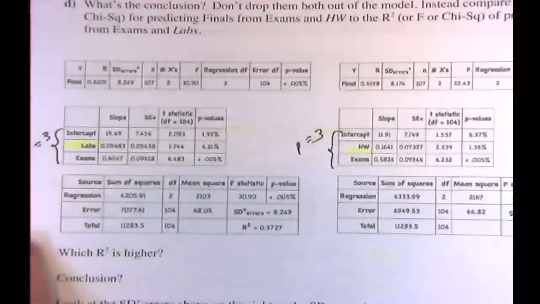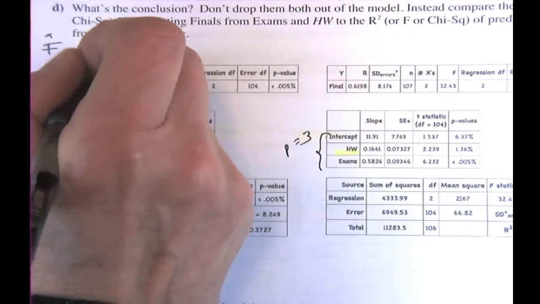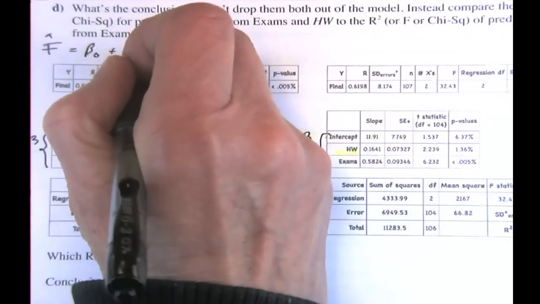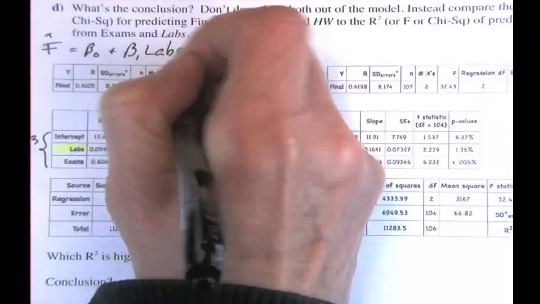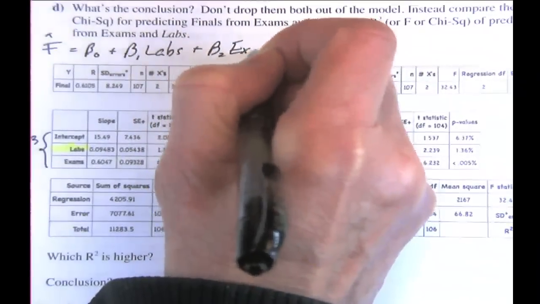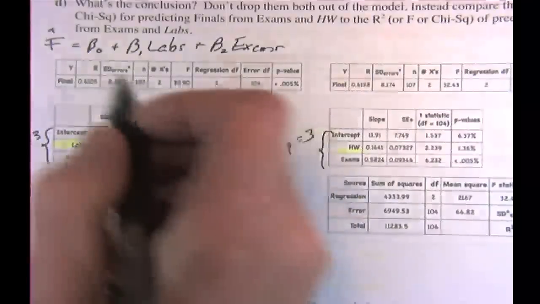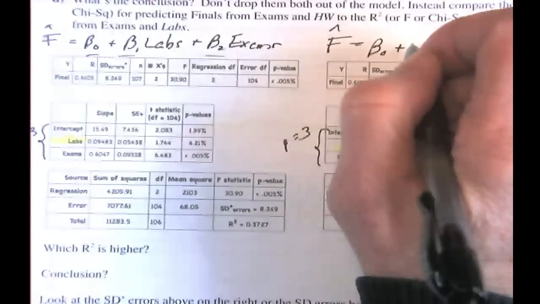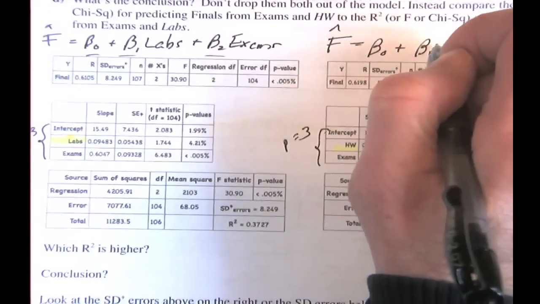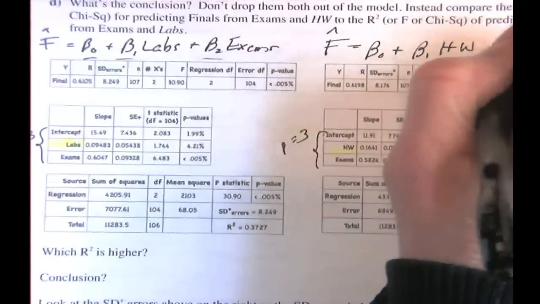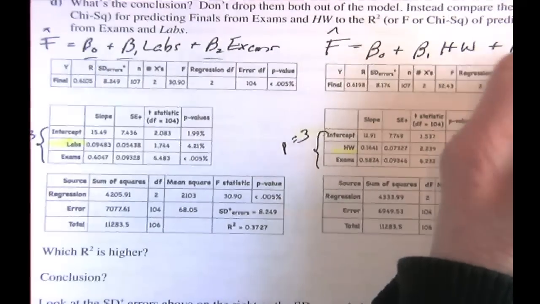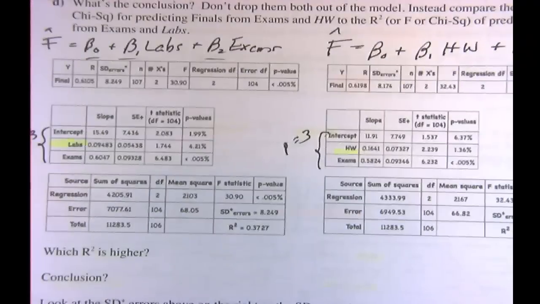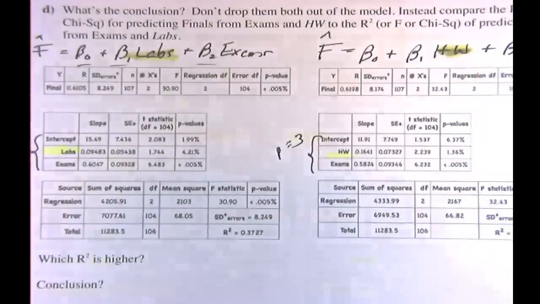So predicted final is equal to some intercept plus beta 1 times labs, let's say that's x1, plus beta 2 times exams. That's our model, 3 parameters: 1, 2, 3. Now this one's going to be our other model, and that says beta naught plus beta 1 times homework plus beta 2 times exams. So the only difference between these two models is these two. They have the same number of parameters, so now we can check R squared.